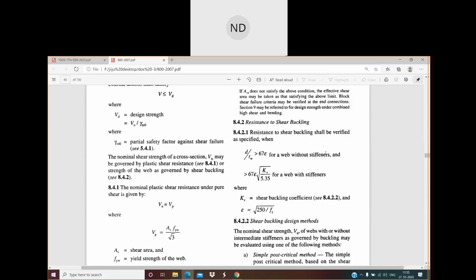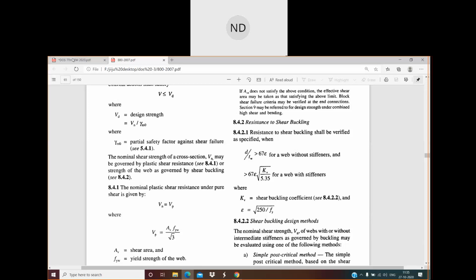Since we have taken the web without stiffeners, therefore this formula applies: if d by tw is greater than 67 epsilon, we will have to check for shear buckling of the web. Check for the shear buckling of the web is required. And if you have provided stiffeners, your d by tw should be greater than this value.